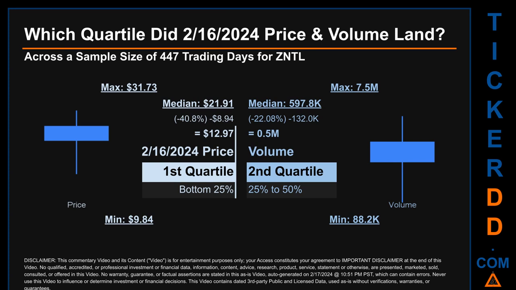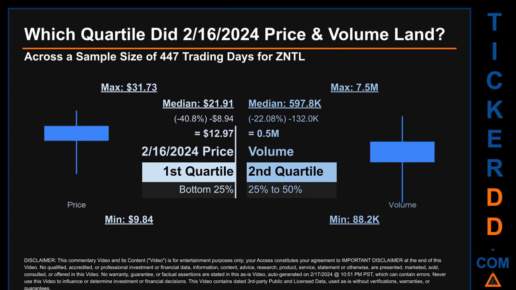The day's volume landed within the second quartile, that is within the 25% to 50% range of all sampled daily volume, which saw a max daily volume of 7.5 million and a minimum of 88.2 thousand. Quartiles tell us about the spread of a data set by breaking that data set into quarters, just like how the median breaks the set into half.